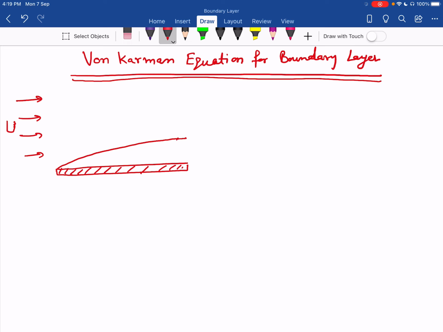Okay. Now this plate has, you can say, width unity in the plane perpendicular to the screen. Now from the leading edge at distance x, I consider a small element within the boundary layer, that is A, B, C, and D. Okay, the thickness of this element is say dx.